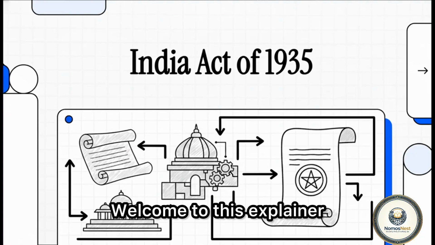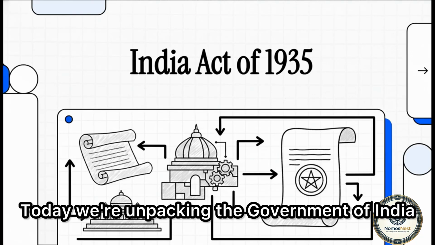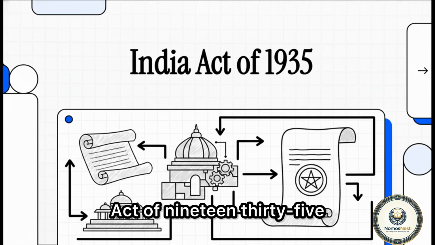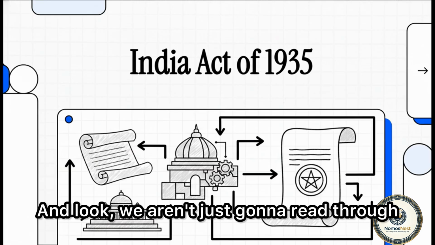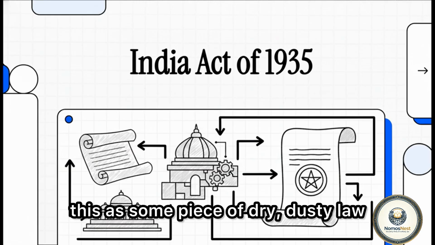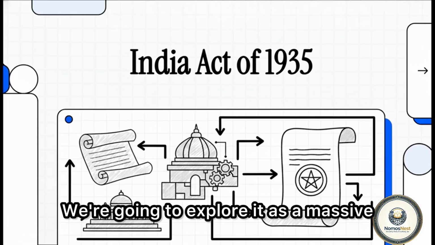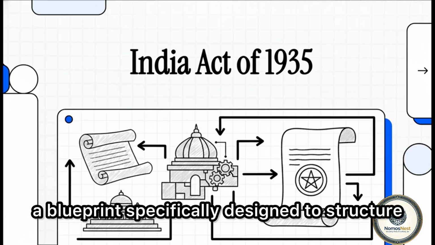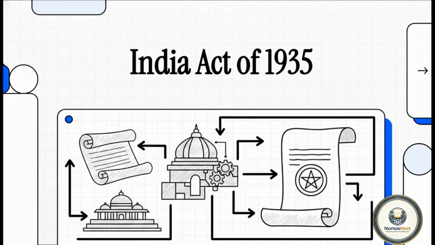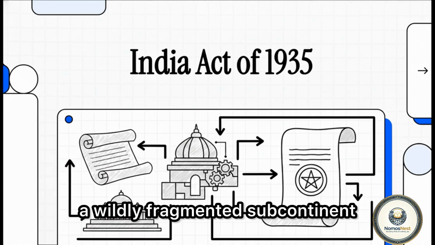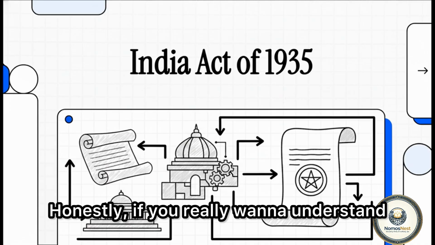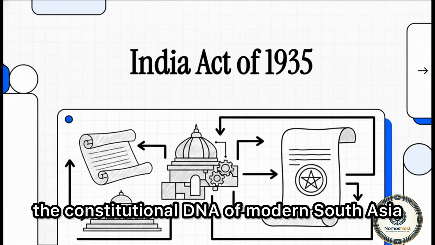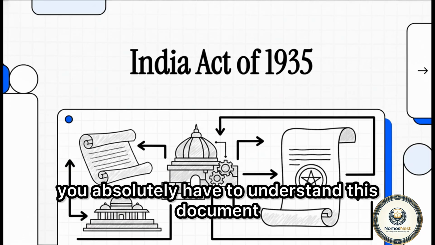Welcome to this explainer. Today we're unpacking the Government of India Act of 1935. And look, we aren't just going to read through this as some piece of dry, dusty law. We're going to explore it as a massive, incredibly intricate architectural blueprint, a blueprint specifically designed to structure a wildly fragmented subcontinent. Honestly, if you really want to understand the constitutional DNA of modern South Asia, you absolutely have to understand this document.